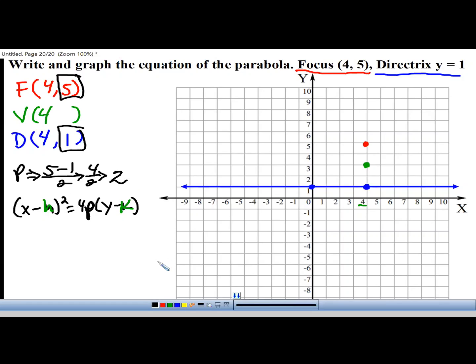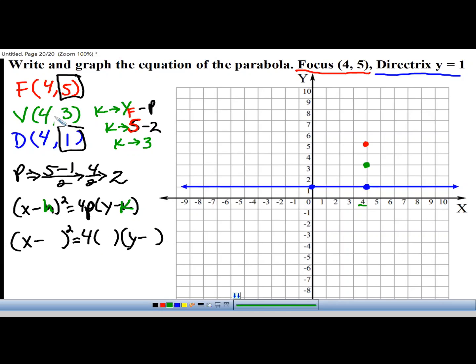Next, we need to figure out k. What is k? k is the y value of the focus, and we subtract the value of p. So we got k, which is 5 minus 2. Oh, let me change that 5 to a red. 5 minus 2. So my k on the vertex is 3. So the vertex is 4, 3. Let's double check that. Is the point at 4, 3? Yes, there it is.